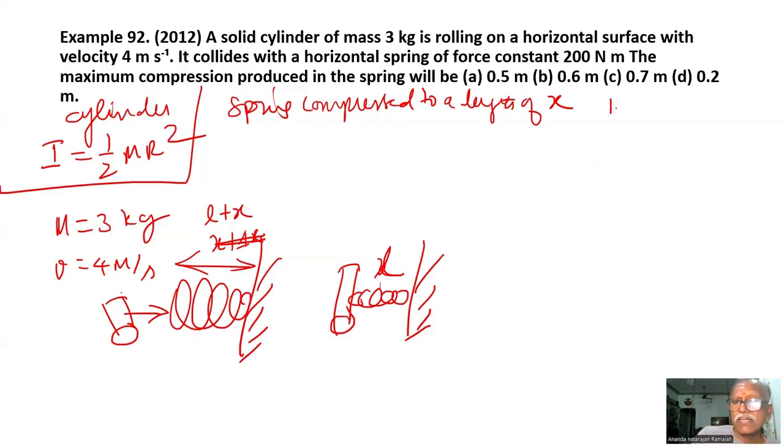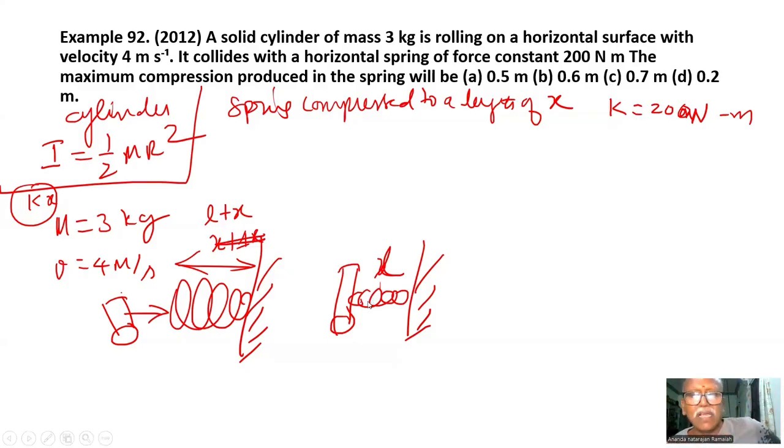Its spring constant K equal to 200 Newton per meter. That is also given. The force developed by the spring is Kx, because it is compressed by x. When the force developed by the spring and the force of this moving body are equal, it will come to a standstill. That's the idea. The maximum compression produced in the spring, the value of x, is asked.